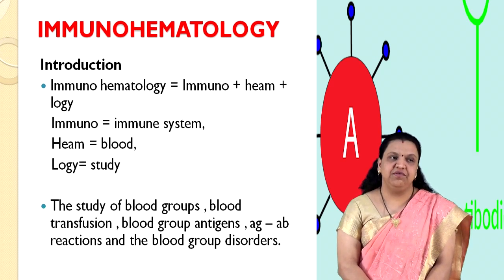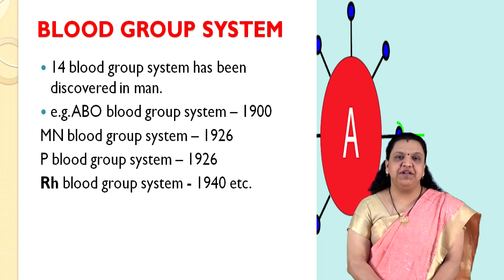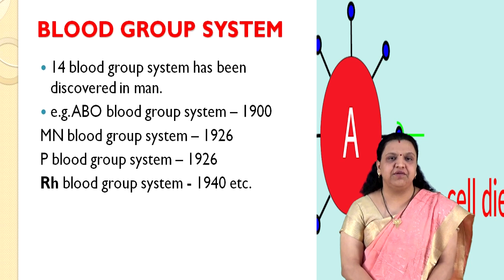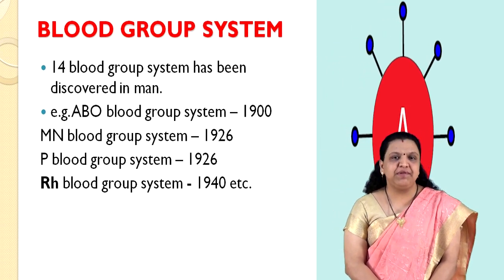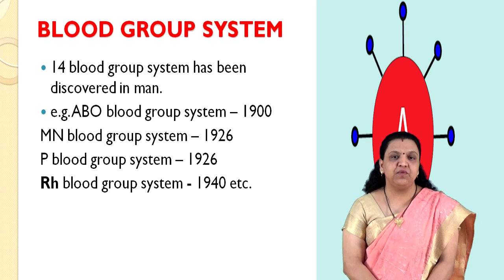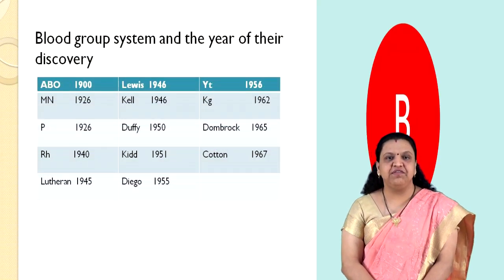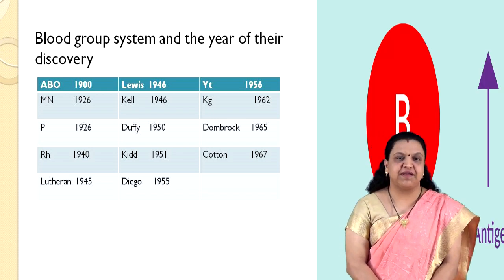blood group disorders. As we can see, there are 14 blood group systems that have been discovered in man. For example, the ABO blood group system was discovered in 1900, the MN blood group system was discovered in 1926, the P blood group system was discovered in 1926 and the RH blood group system was discovered in 1940. Here we can see the blood group systems and the years of their discoveries; various blood groups as well as their discovery years are given in this slide.